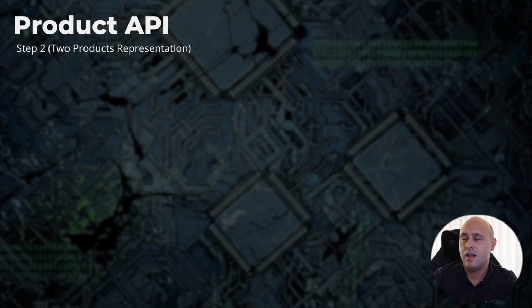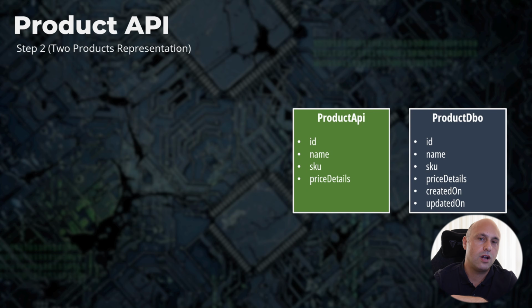Now, as soon as there are other teams or external customers that use the API, this approach breaks, and the tight coupling between the API and database is not acceptable anymore. This is where we can iterate and add a new layer to our architecture. So in this case, we can have a separate product API class and another product DBO class, which will be used for the database. These two classes could even have different fields.